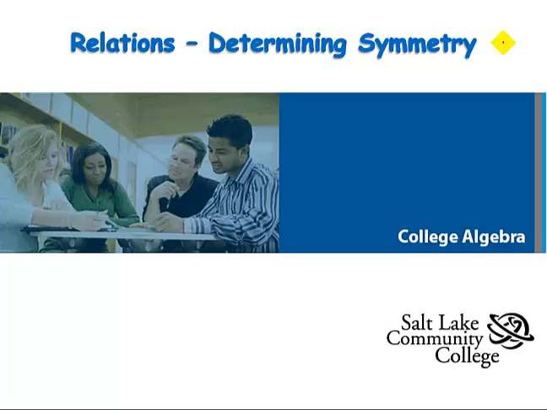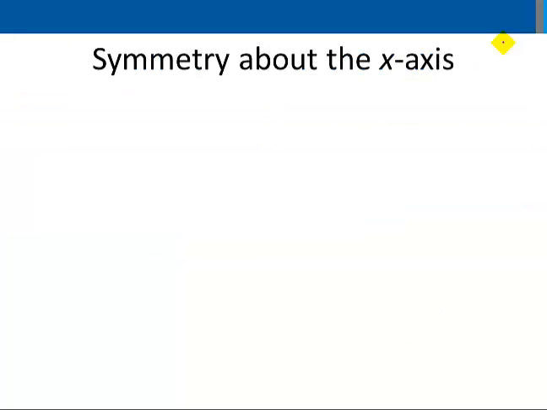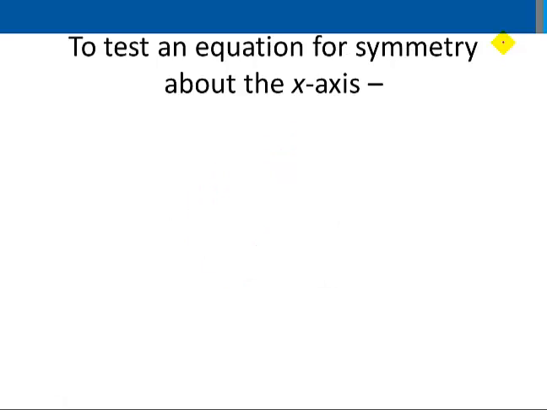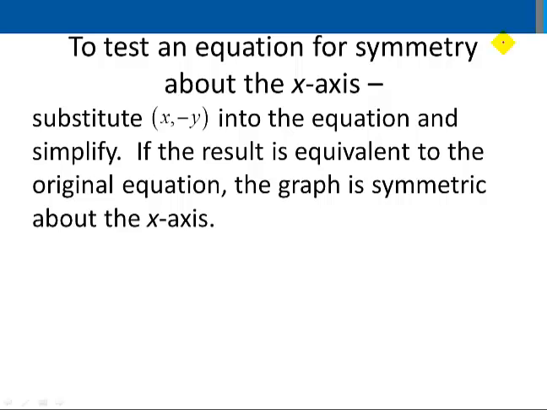In this lesson, I will talk about symmetry with respect to the x-axis, the y-axis, and the origin. A graph that is symmetric about the x-axis will look the same when reflected about the x-axis. To test an equation for symmetry about the x-axis, substitute x, negative y into the equation and simplify. If the result is equivalent to the original equation, the graph is symmetric about the x-axis.